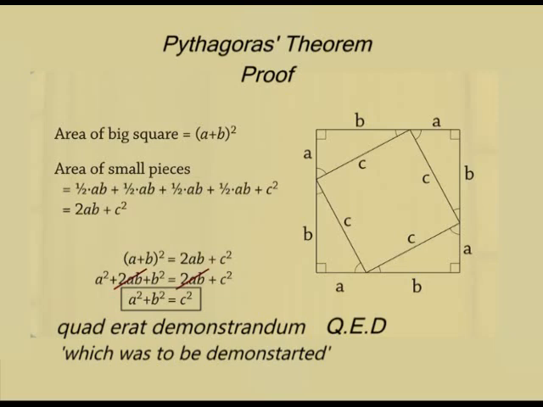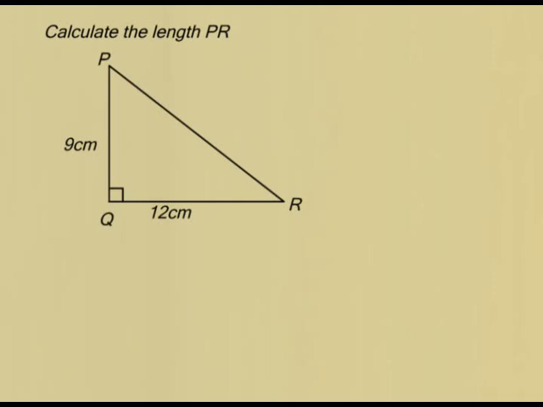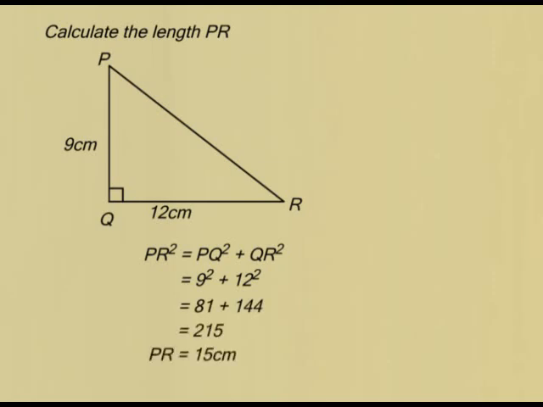Let us do 2 examples in application of Pythagoras theorem. First example, calculate the length PR in this triangle. This is a right-angled triangle, and so PR squared, the hypotenuse, is equal to PQ squared plus QR squared, which is equal to 9 squared plus 12 squared, that is 81 plus 144, and PR is equal to 15 centimeters.